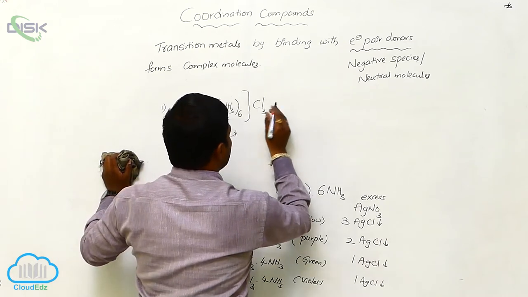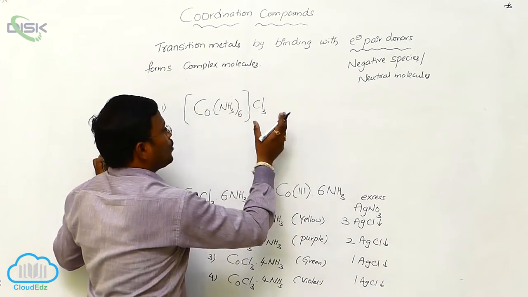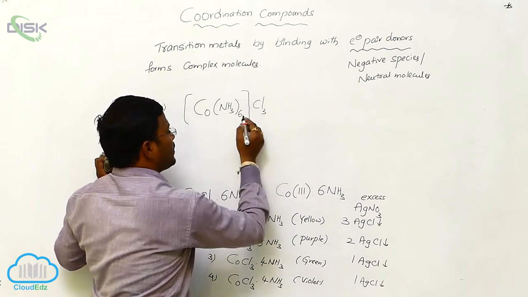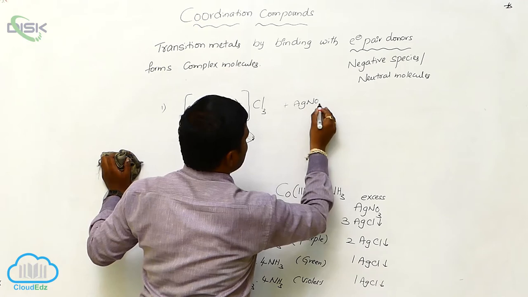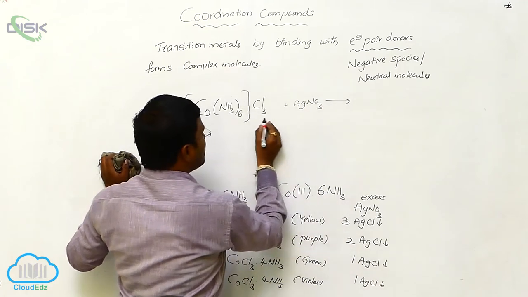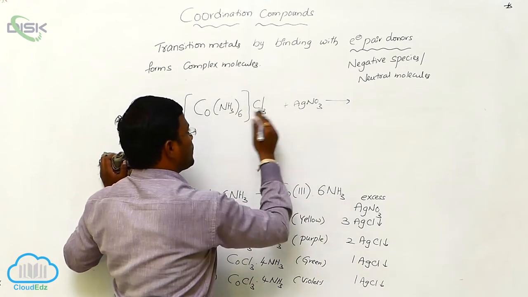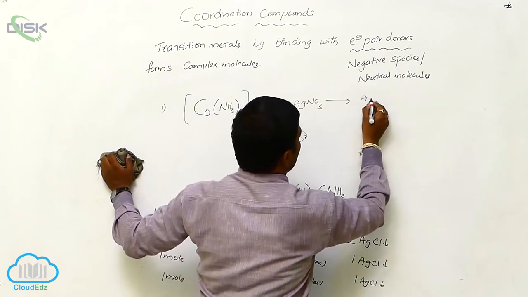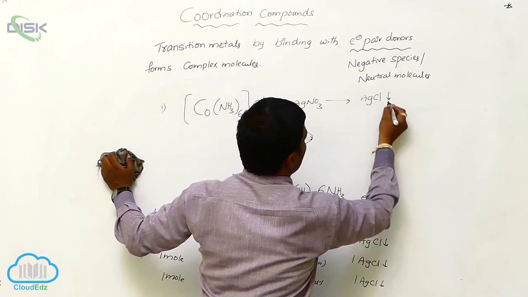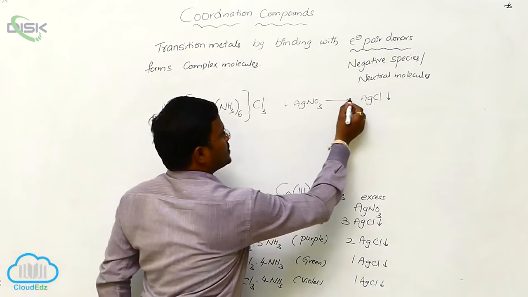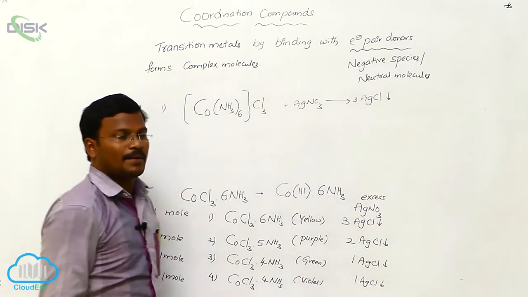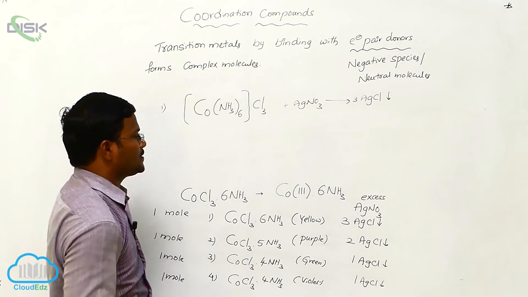In such a case, whatever the number of chlorine atoms present outside of the square bracket are going to react with an excess amount of silver nitrate. All the chlorine atoms present outside of the square bracket react with silver nitrate and convert into silver chloride precipitate. How many chlorine atoms are there? 3 chlorine atoms, hence 3 moles of white color silver chloride precipitate as the product.